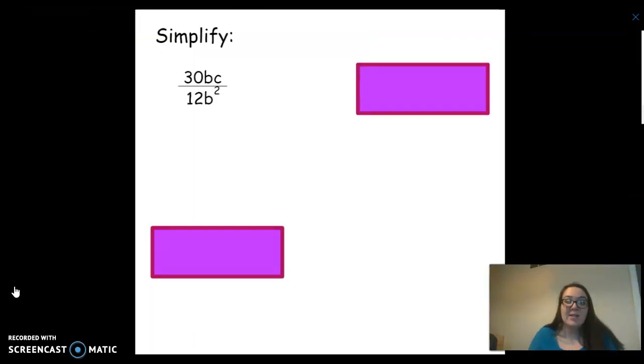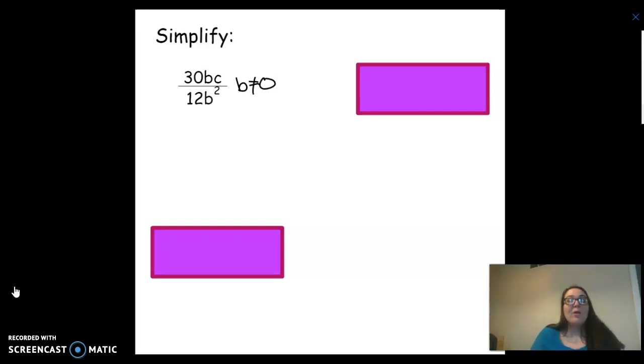First example, it just says simplify. I started with something similar to what we've done before in our past here: 30bc divided by 12b squared. And what I'm going to ask first is, what's the value that b cannot equal? Meaning, what is the value of b that would make the denominator 0? And in this case, the only number that would make the denominator 0 is 0, because 0 squared would make it 0, times 12, still 0.